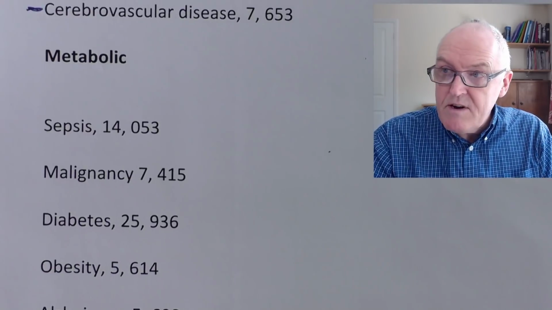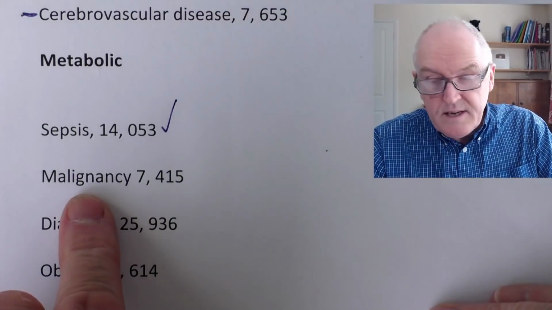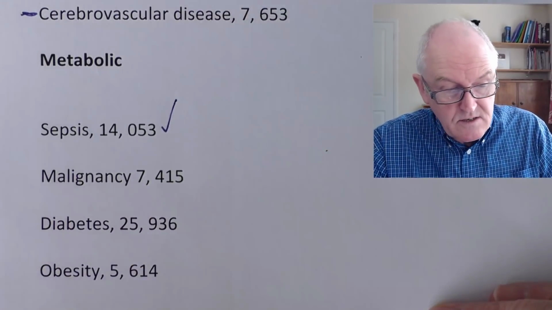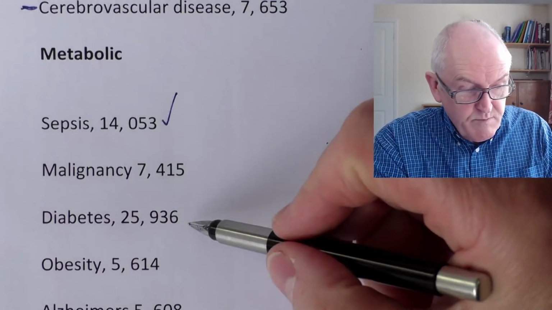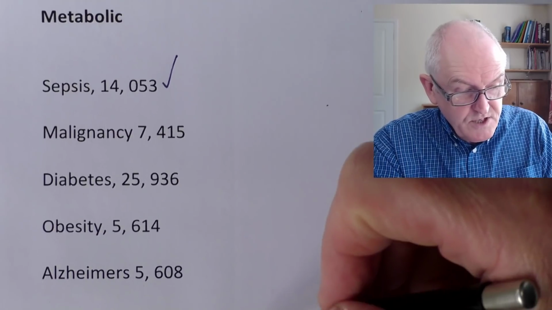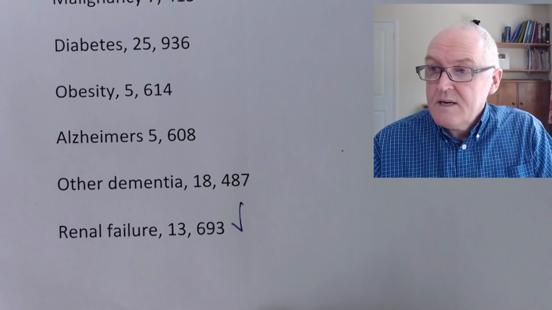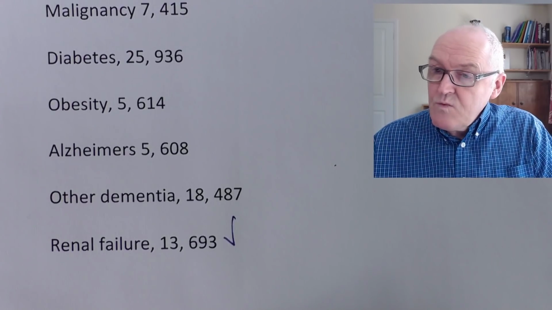Now, sepsis can very much be caused by the COVID-19. Malignancy would be already in place, malignant neoplasms, cancers in other words. Diabetes would be already in place, obesity would be already in place, Alzheimer's and other dementias would be already in place, but renal failure could be partly caused by the COVID-19. So what we see is the way things are written on the death certificate, they are partly comorbidities that patients could have had for years, but they're also partly things that can be caused by the COVID-19.